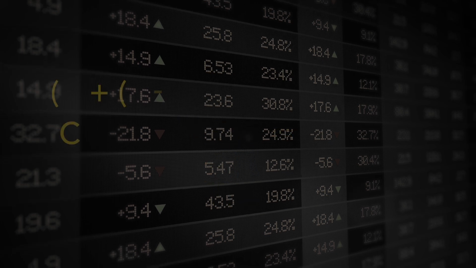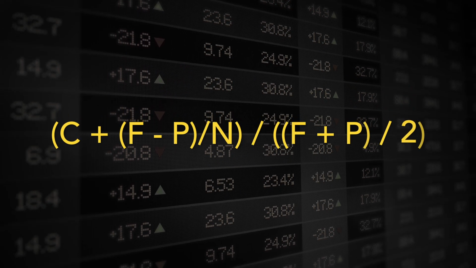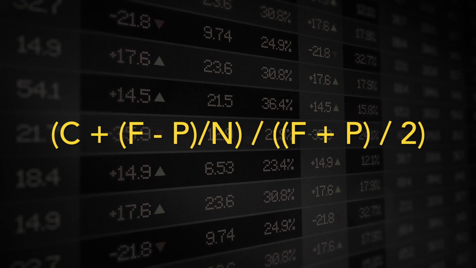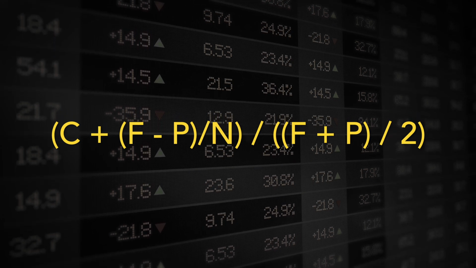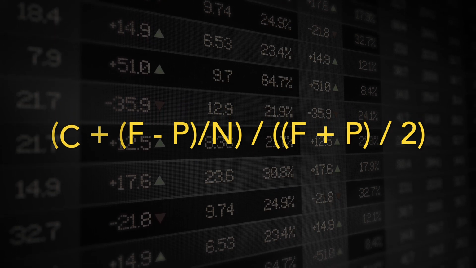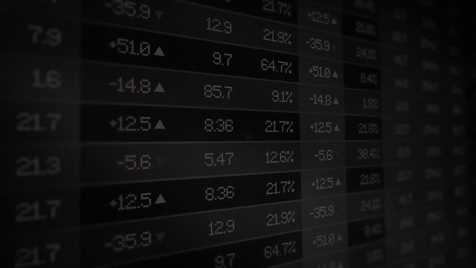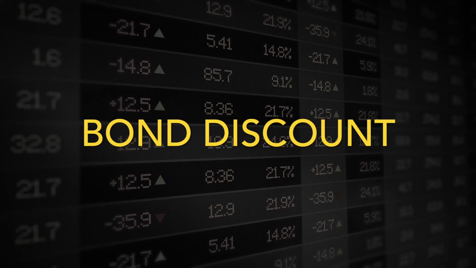YTM equals coupon rate, or the interest payment, plus face value, or how much you get back at the end, minus the purchase price, or the price you paid for it, divided by the number of years until maturity, divided by the face value plus the purchase price divided by 2. YTM is usually only higher than the coupon rate when a bond is selling at a discount.